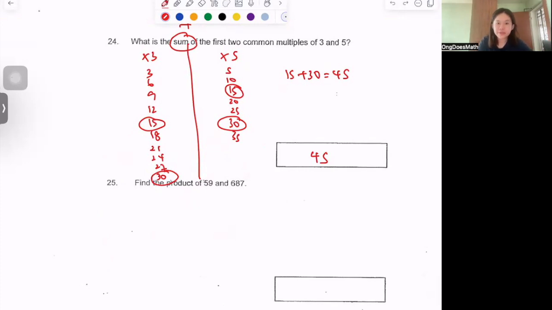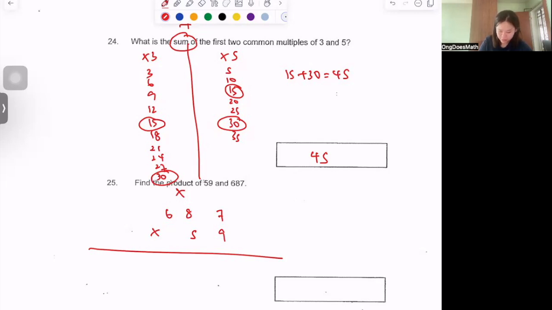Next, find the product of 59 and 687. So product just means times, multiply. So I'll put a bigger number on top so it's easier for me. Then I'll put a smaller number at the bottom. So this is a 3-digit number multiplied by a 2-digit number. So there will be a little more steps.